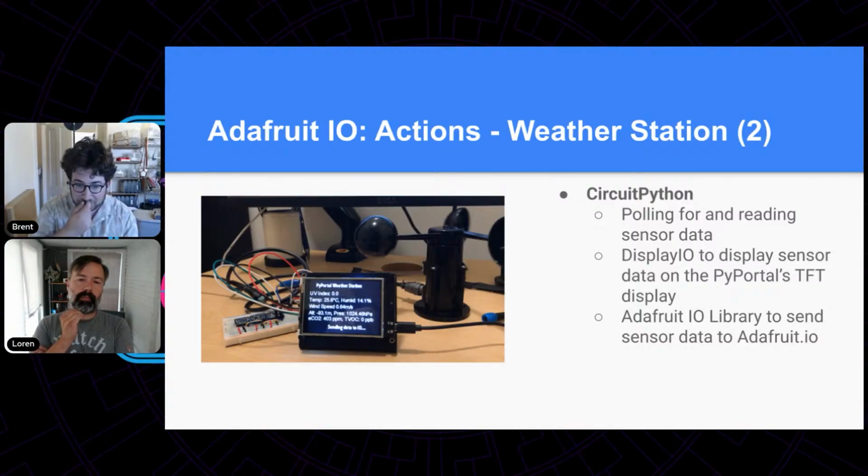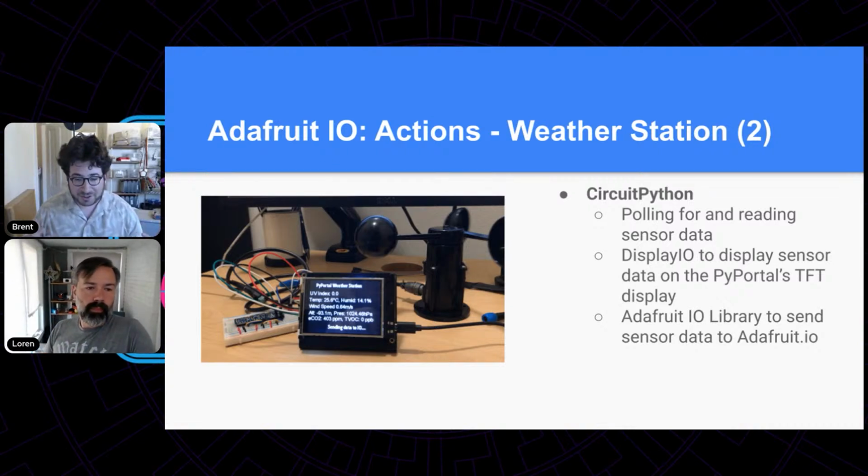So CircuitPython, what does it actually do? We're pulling and reading all the sensor data. We're using the displayio library, which people who use CircuitPython should be familiar with, to display the data on the TFT display and format it nicely and show when it's sending to IO and when it's not. And then we're using the Adafruit IO library for CircuitPython to send that data to Adafruit IO. And that abstracts all of the complexities of how it actually sends the data, where you just do a quick API call to send the data to the feed.